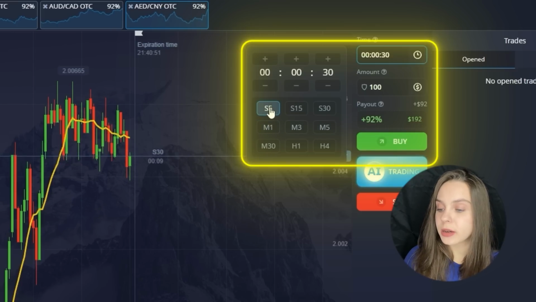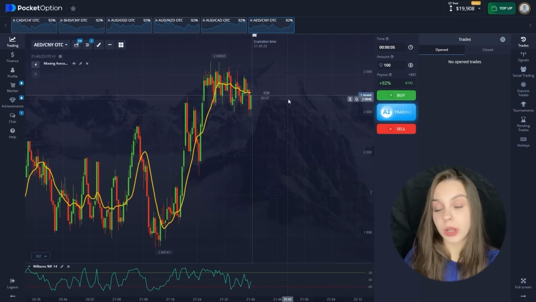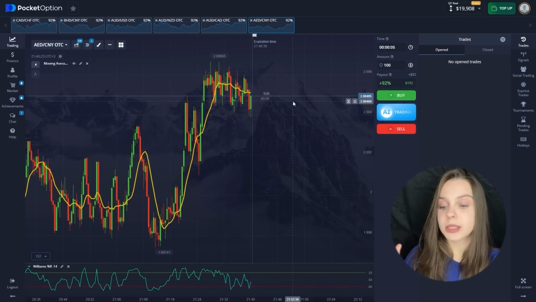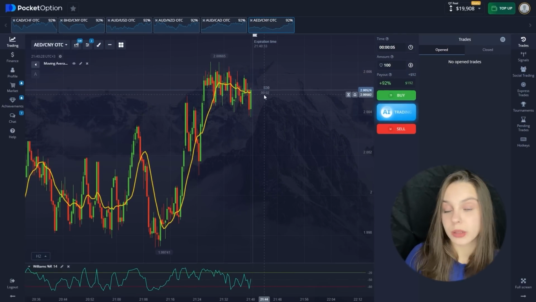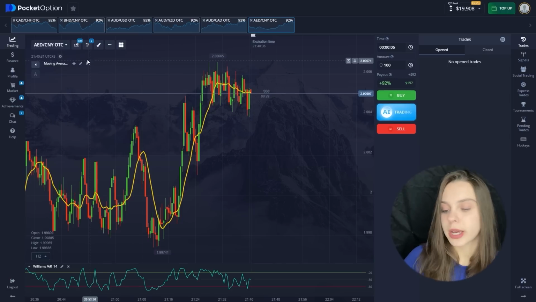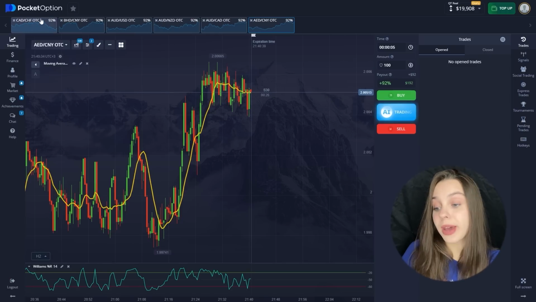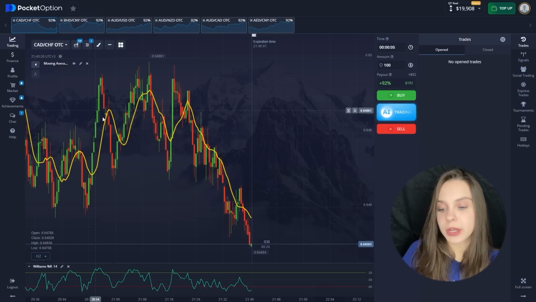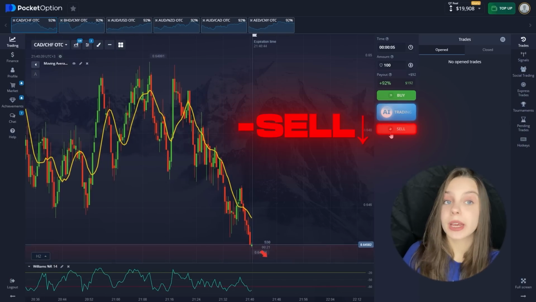The time frame is the time from which our candles will change. So set 5 seconds. Every 5 seconds there will be a new candle. 30 seconds, every 30 seconds. This doesn't really affect since the chart still remains the same in general terms, so you can change the scale.